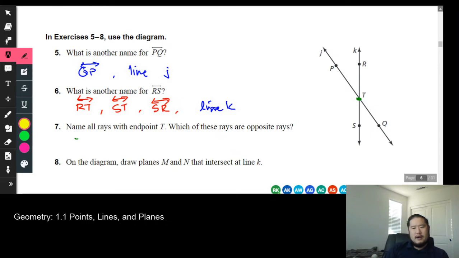So I can start off right here, ray TR. I've got ray TS, and these two right here would be the opposite rays. Okay, so that would be one pair of opposite rays. I have next up ray TP and ray TQ as another. And these two are also opposite rays as well.